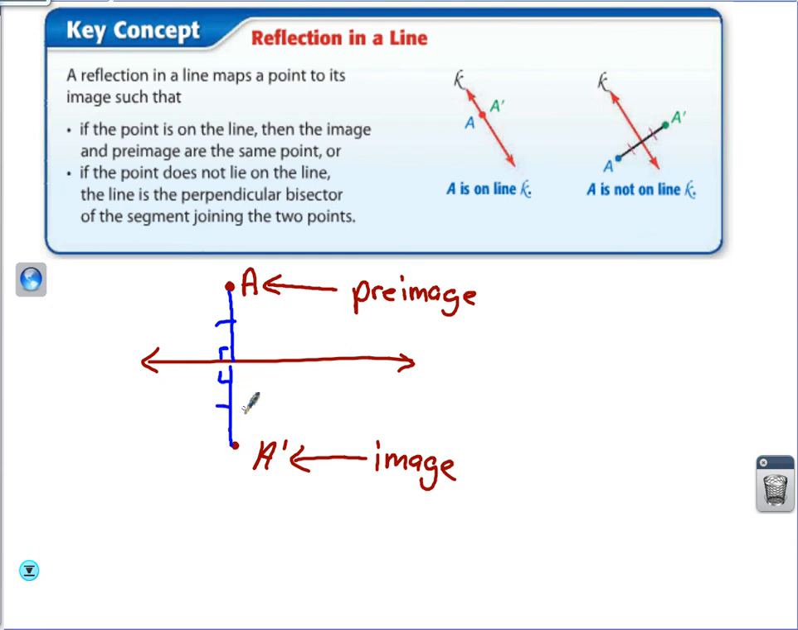But what if we want to reflect the point and it's right here? Let's say that that's A. And what's A prime going to look like? Same thing. Put your nose against the mirror, right? That's what it's doing there. What if the pre-image is on the mirror, then the image is going to be on the mirror. So that's reflection.